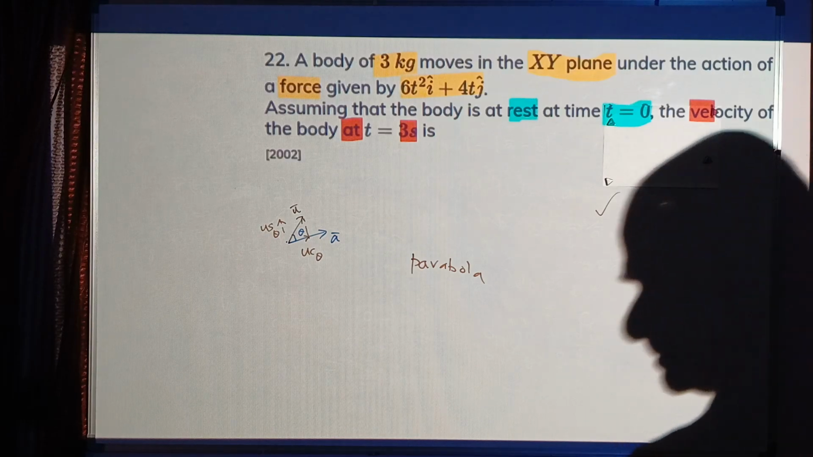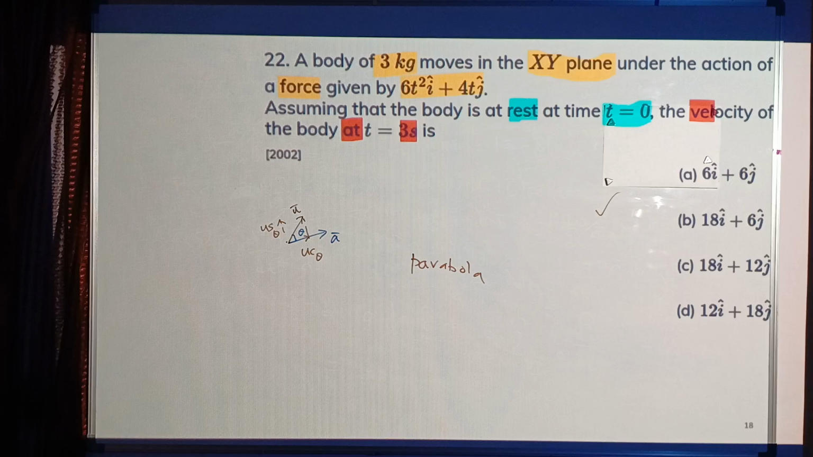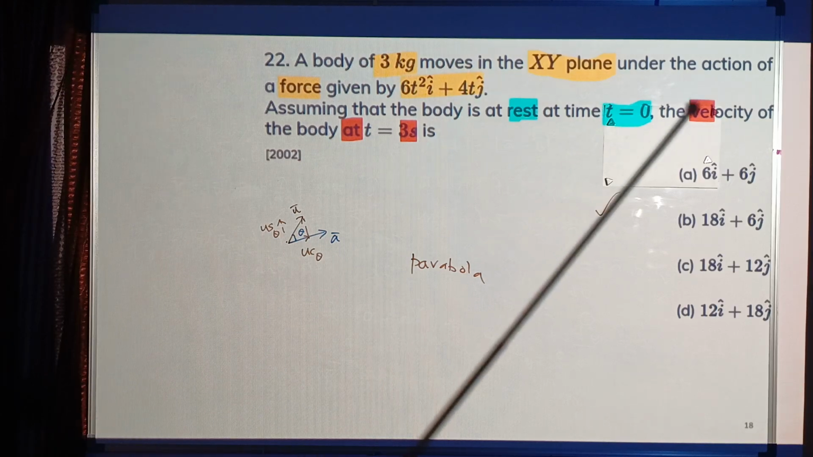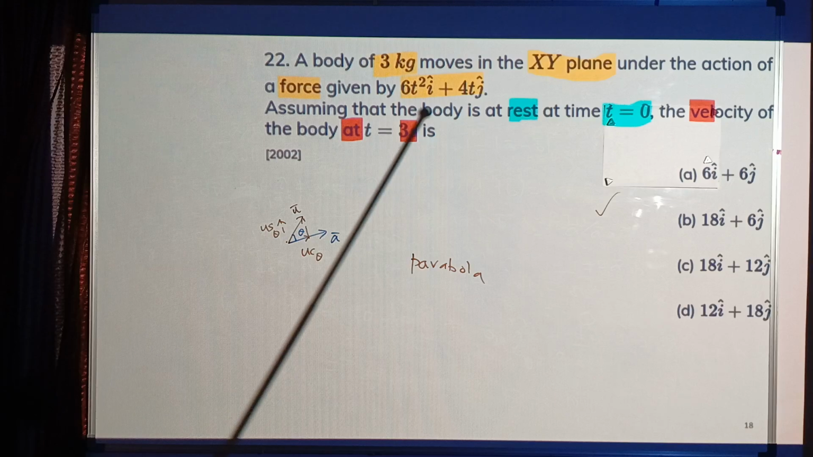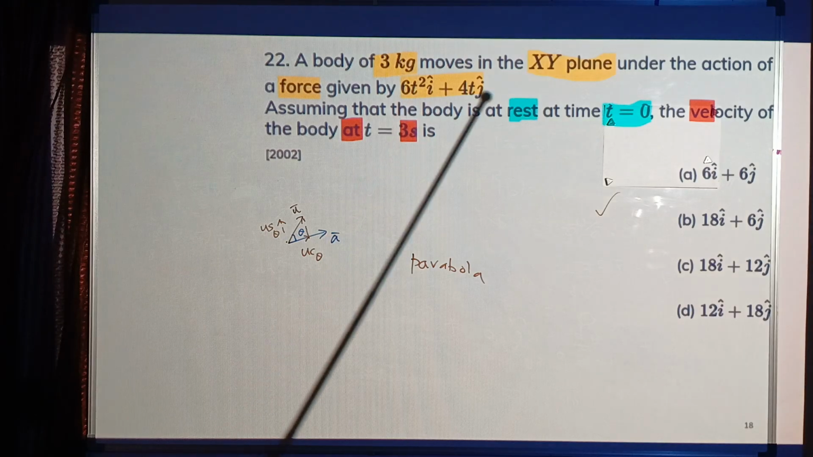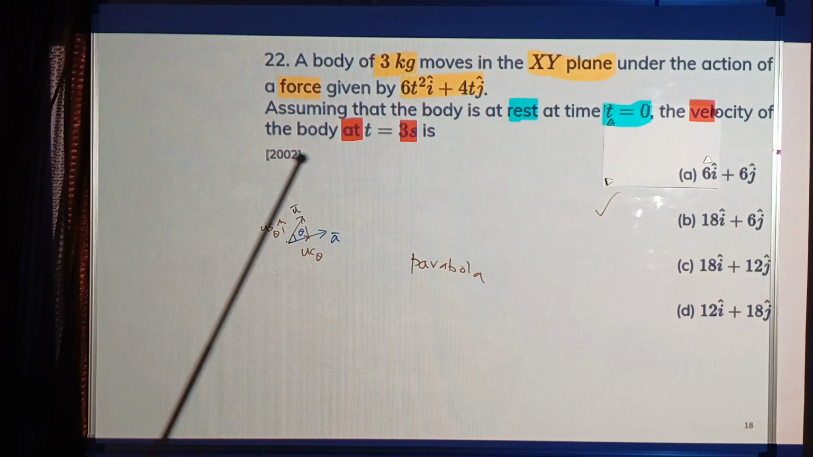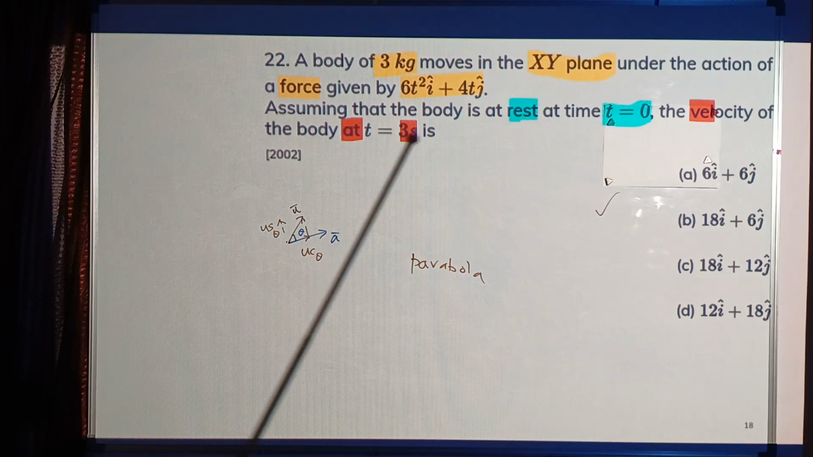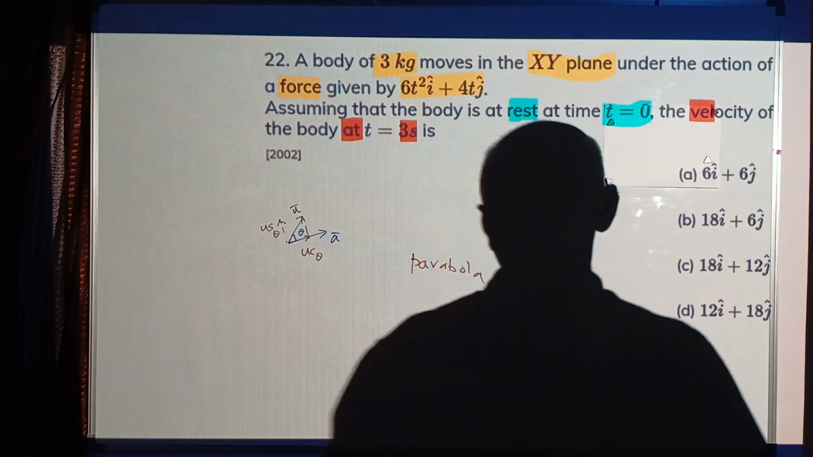This is the next question. A body of 3 kg moves in xy plane under the action of force given by x component 6t square, y component 4t. Assuming the body is at rest at time t equal to 0, the velocity of the body at t equal to 3 seconds is. We'll pause and run this question.